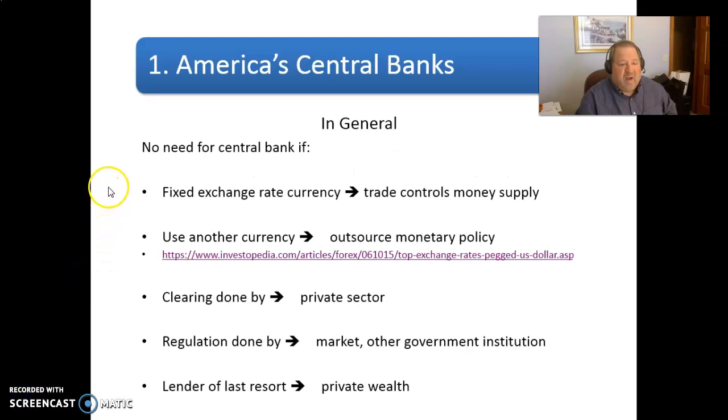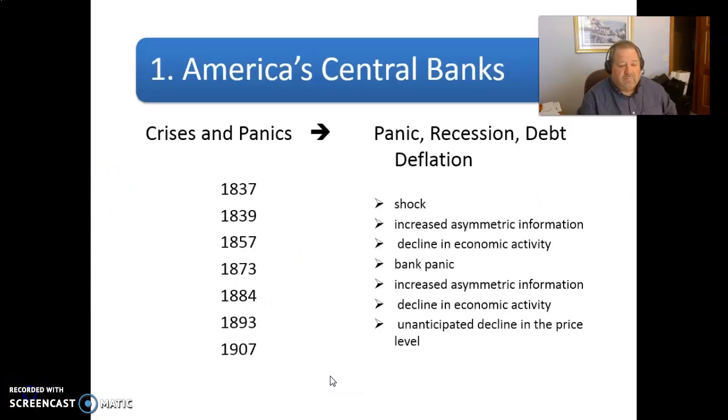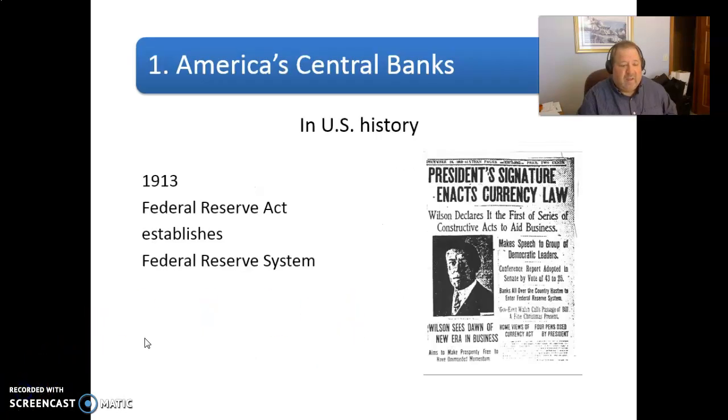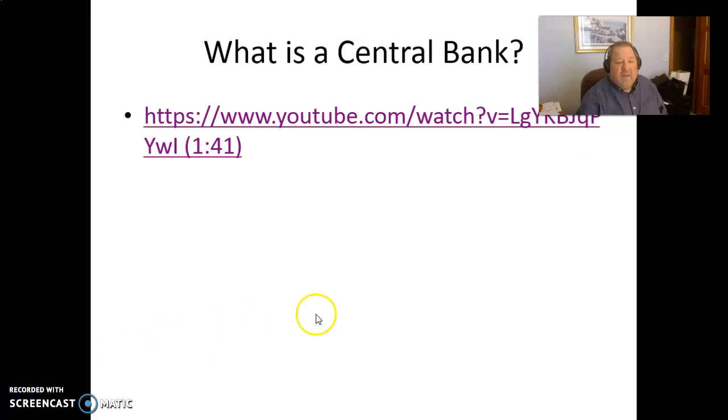Basically, an economy could get by without a central bank if these conditions were met. As you can see, the time when there was no central bank in the U.S., there were several severe panics, recessions, and deflation periods. In 1913, the Federal Reserve Act established the Federal Reserve System, and it's been in operation ever since. At this time, I'm going to ask that you pause these narrated PowerPoint slides and view "What is a Central Bank?" This video is posted in Moodle for you.